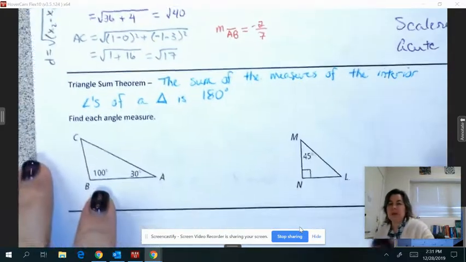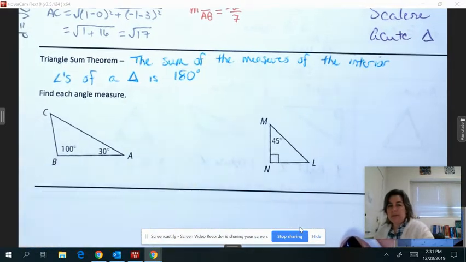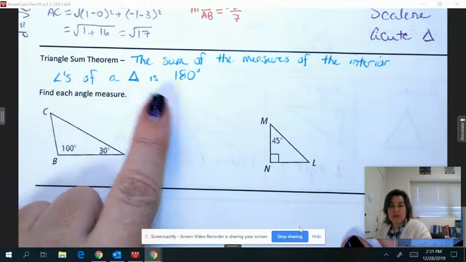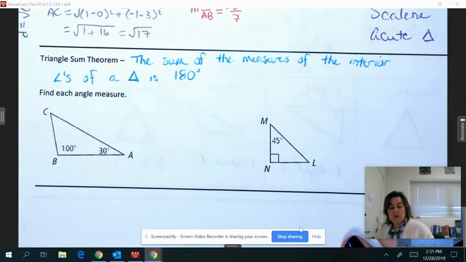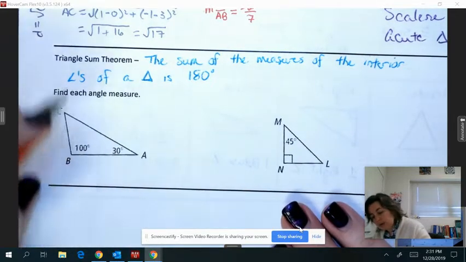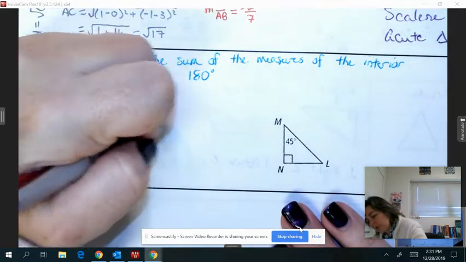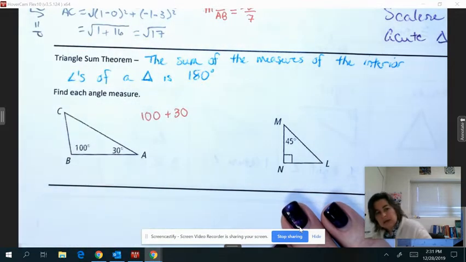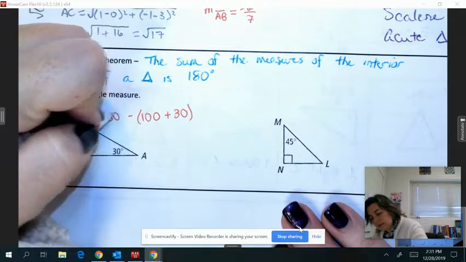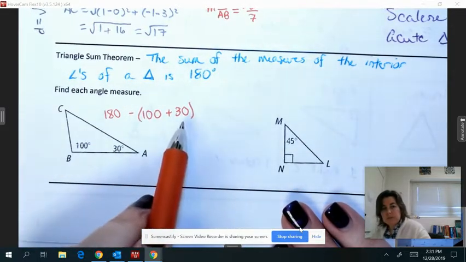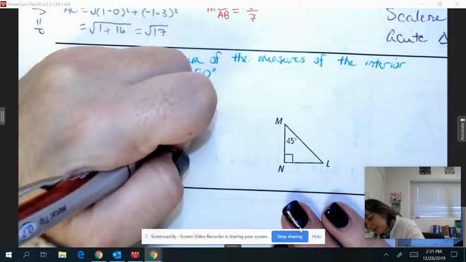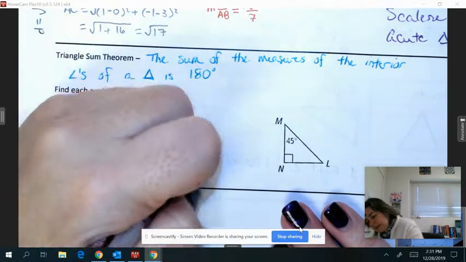Okay, so then there's a triangle sum theorem that says the sum of the measures of the interior angles is always going to be 180. So if you know two angles of a triangle, you can figure out the third angle. In this case, you would add up the two you have, 100 plus 30, and subtract them from 180. So 100 plus 30 is 130. 180 minus 130 is 50.